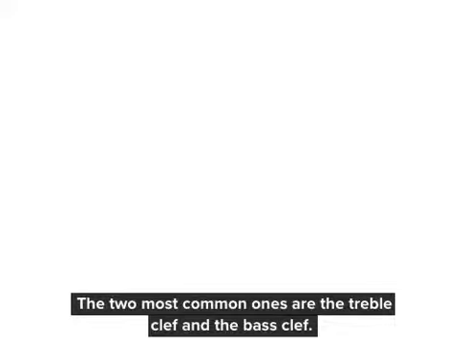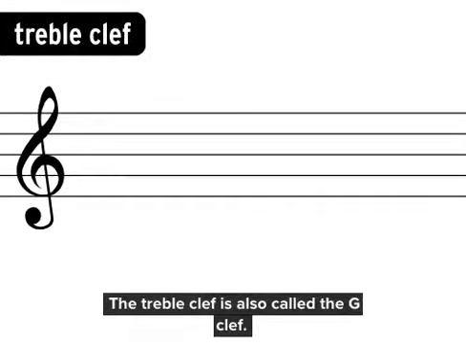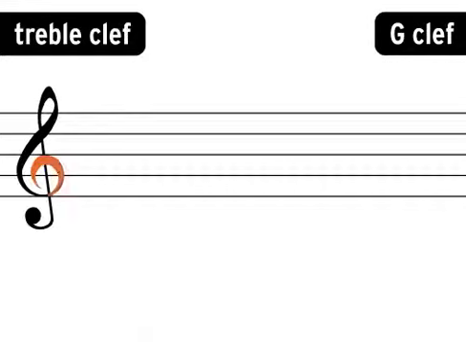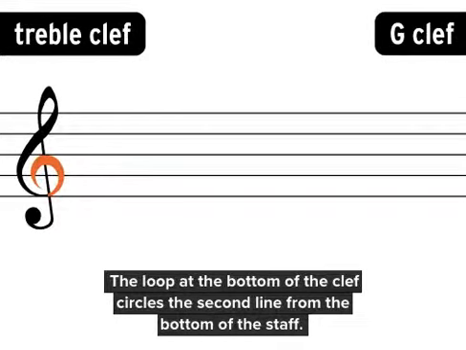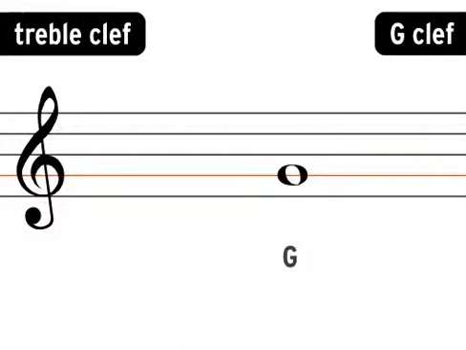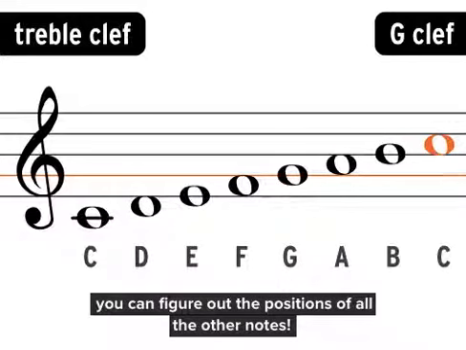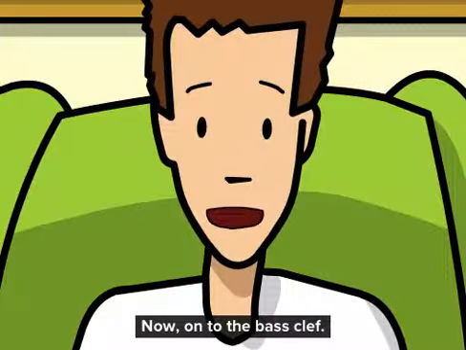The 2 most common ones are the treble clef and the bass clef. The treble clef is also called the G clef. The loop at the bottom of the clef circles the second line from the bottom of the staff. That line corresponds to the note we call G. Once you know which line represents G, you can figure out the positions of all the other notes. Now, onto the bass clef.